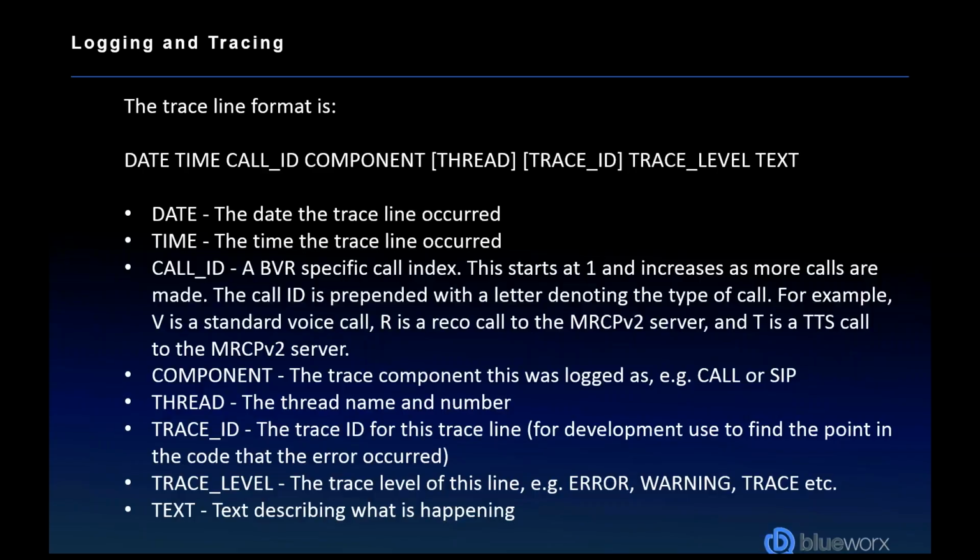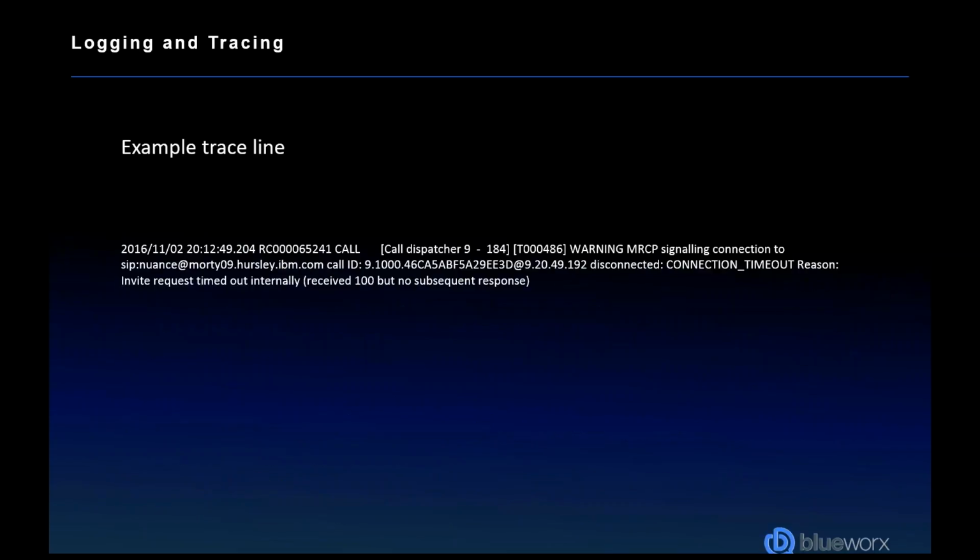error or warning situations. So an example trace line is this one. So what's happened here is, I realise that that's a bit small. Hopefully everybody can see that. So what's happened here is the connection to a Nuance server has gone down. So there was a timeout, and I've written in plain text why that's happened. So we sent an invite request, we got a 100 response, but we never got anything after that. So I'm trying to make it as obvious as possible.